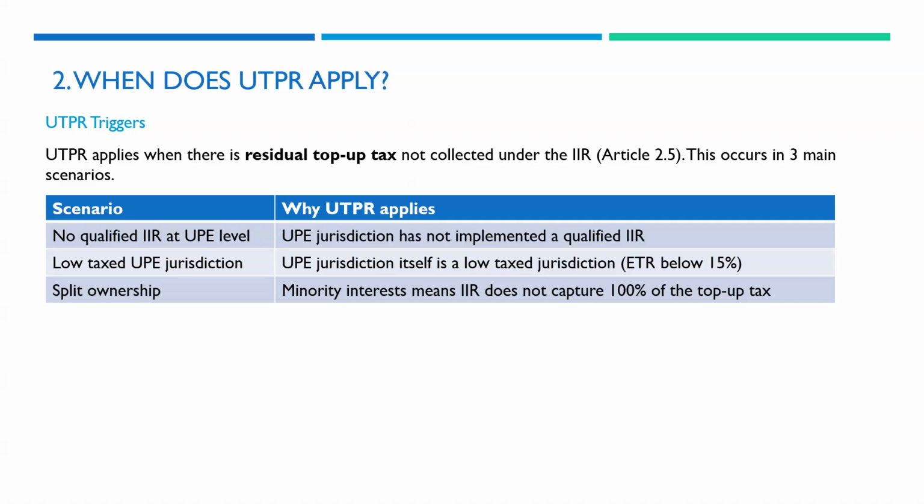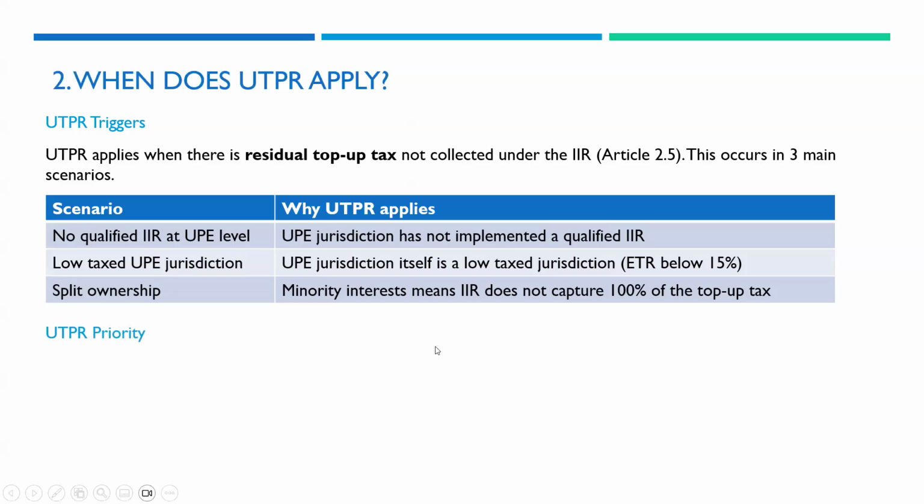So when there is no qualified IIR at UPE level, or there is a low-taxed UPE jurisdiction, where the ETR is below 15%, or if there is split ownership, like there are minority interests. The UPE has a qualified IIR status, but its inclusion ratio is not 100%. Then also there could be residual top-up taxes. So in case of these residual top-up taxes is when UTPR kicks in. Is it clear? Okay.